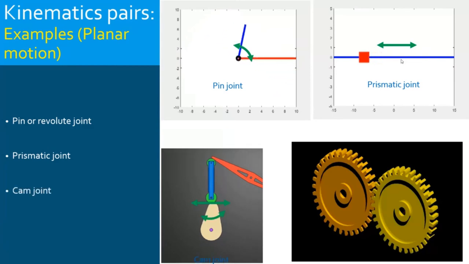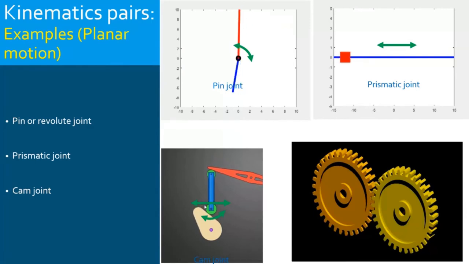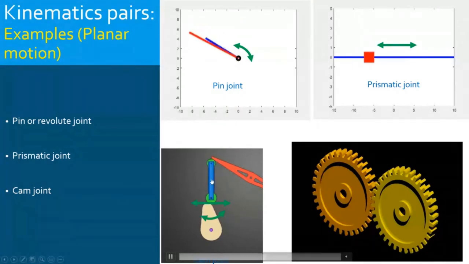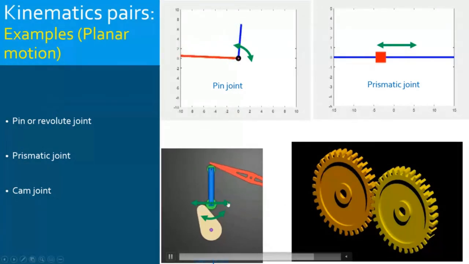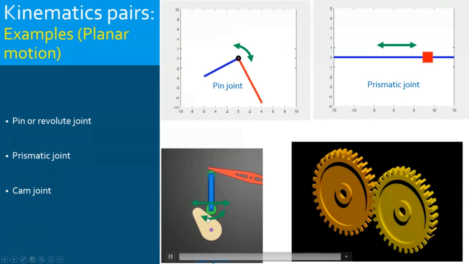Now we also have a cam joint. A cam joint is a simple contact between the links, so the motion is transferred just by simple contact. You see here that the cam can rotate relative to the other one, but there is also a possible translation in this direction. The vertical translation is not possible. The follower cannot go inside the cam, or the cam cannot go inside the follower. So here there is only 1 degree of freedom blocked, and this cam joint allows 2 degrees of motion.